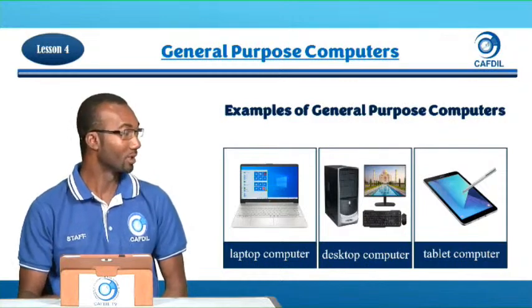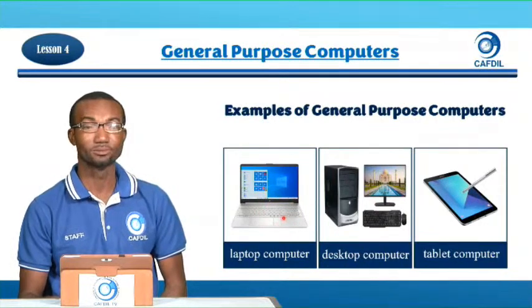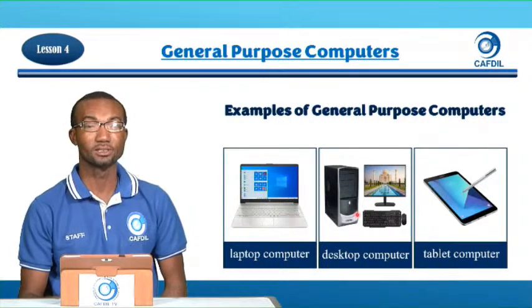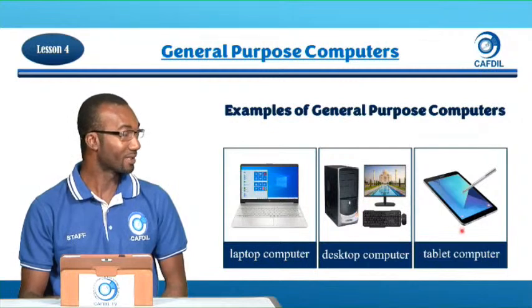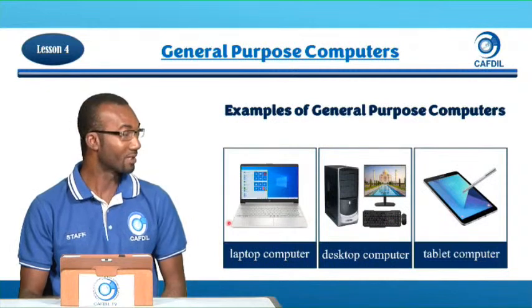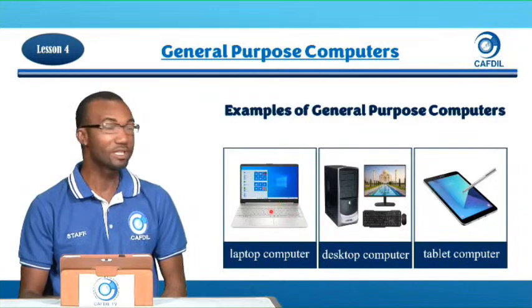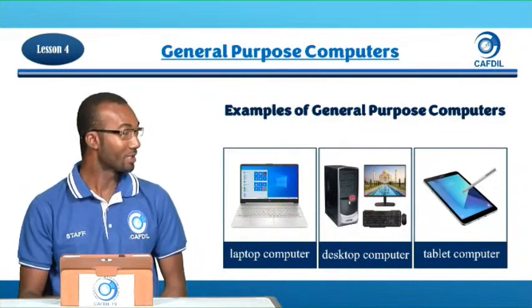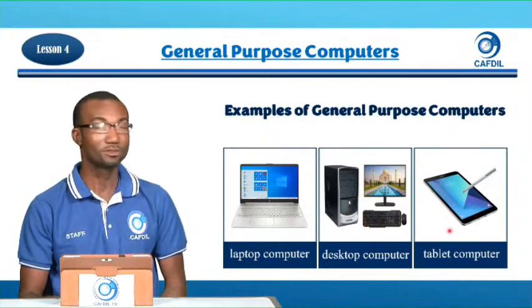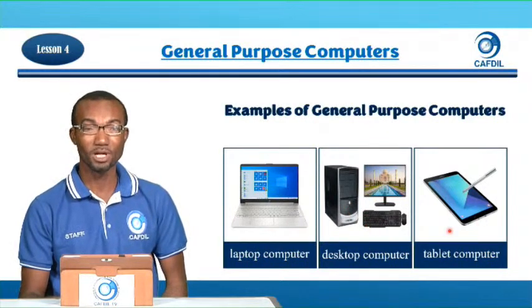So let's go through them. I have a laptop here. With this laptop, I can type my documents. I can use this desktop to type my documents. I can use this tablet to type my documents. So that is one task that these computers can be put to. I can use this laptop to listen to music, this desktop to listen to music, and this tablet to listen to music. So we have two now.